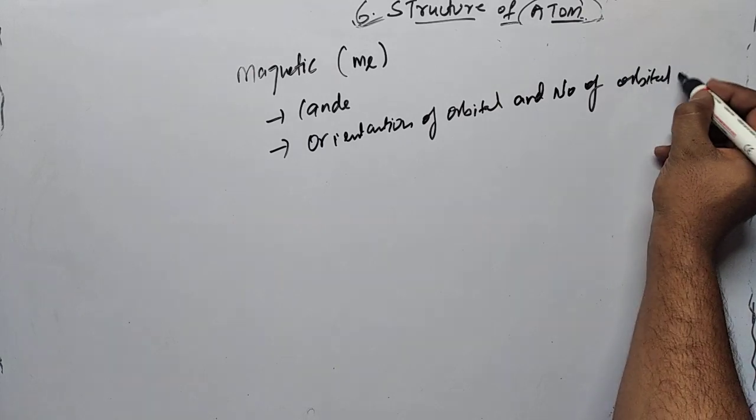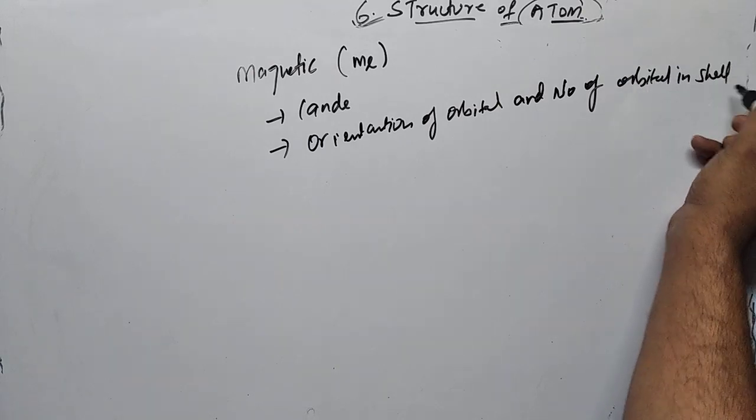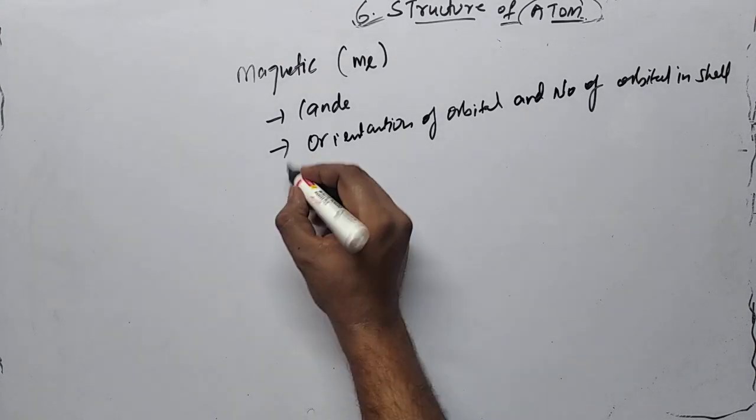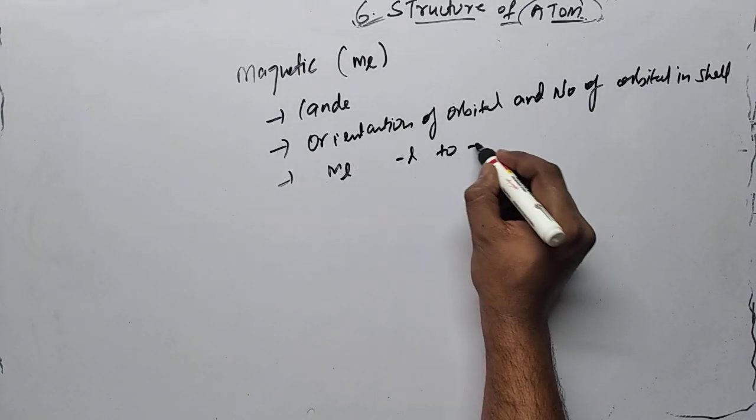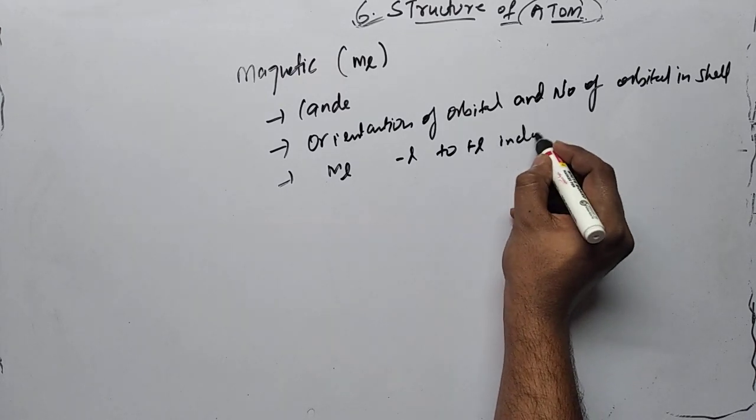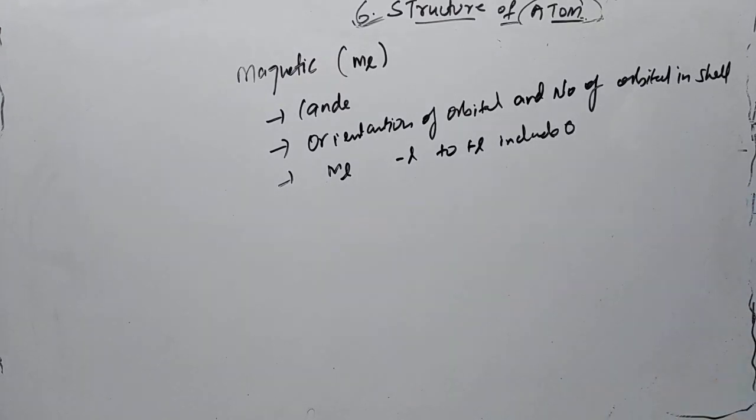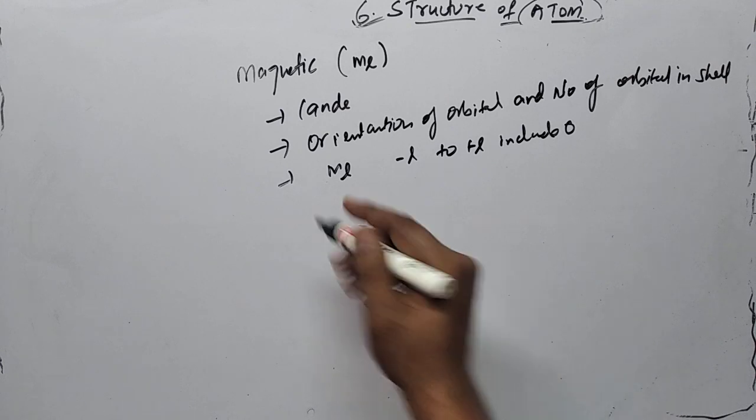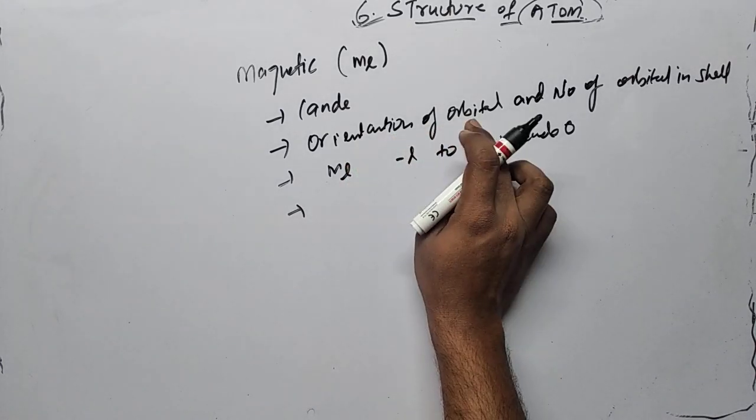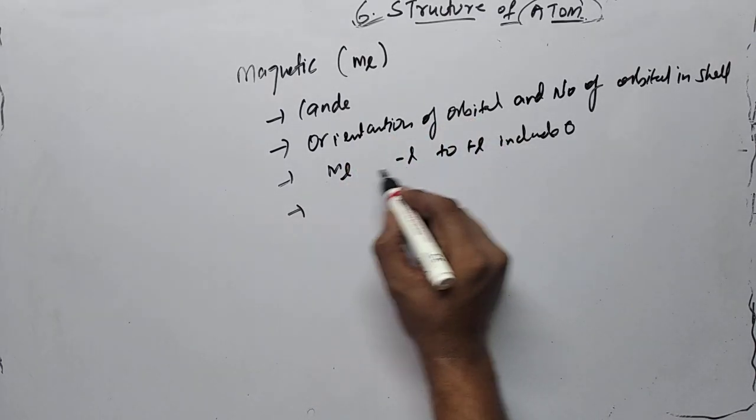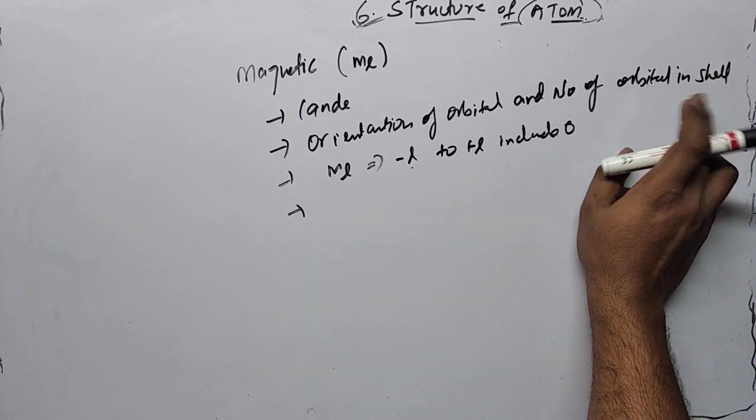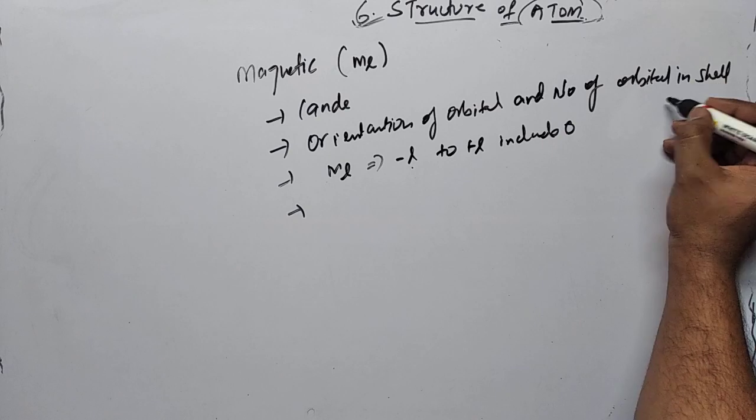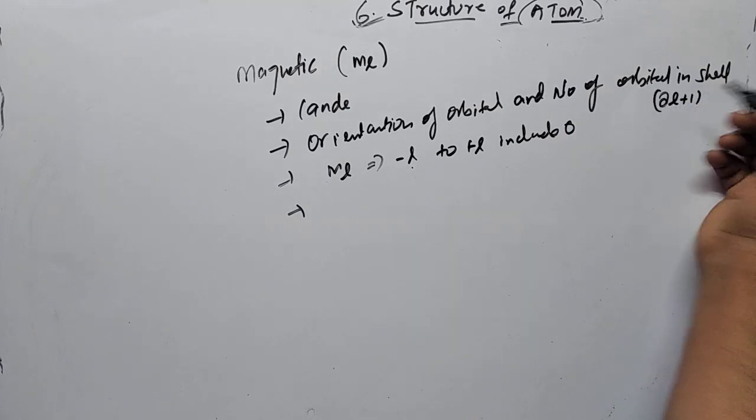It tells you the number of orbitals in a shell. The ml values will be from -l to +l including 0. These will provide the orientation of orbitals. The ml value will be -l to +l, and the number of orbitals in the subshell can be found with the help of the 2l + 1 formula.